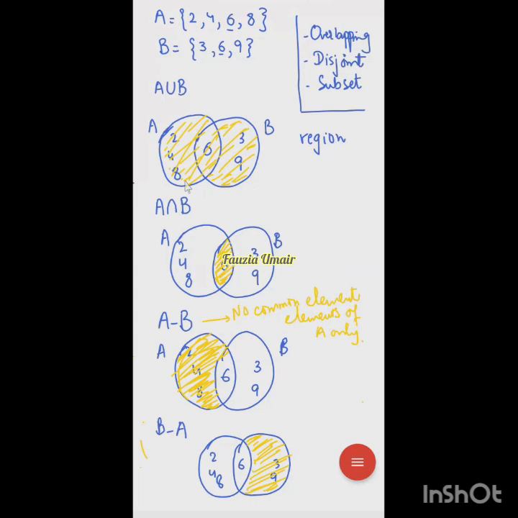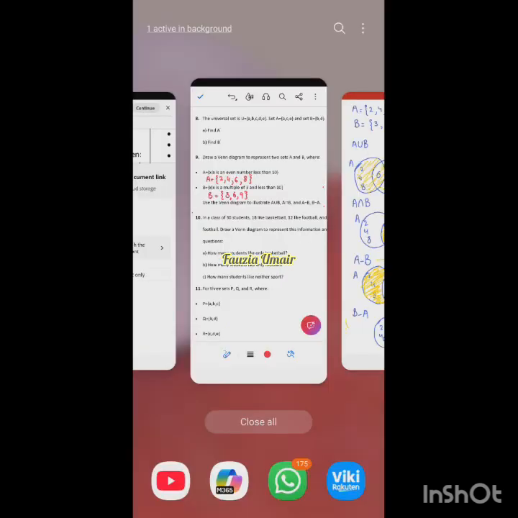Okay, so for disjoint sets A intersection B is the empty set, right? So there is no area which we will shade. You need to remember that. This shading is only for the overlapping sets, not for disjoint sets or subsets, right? So this is the answer of question number 9 of this worksheet.